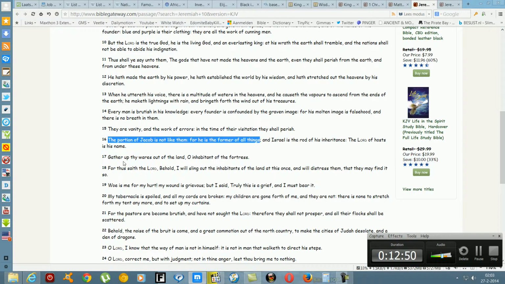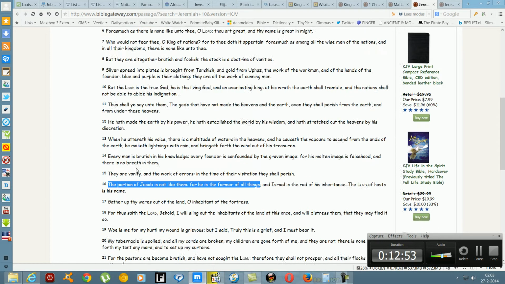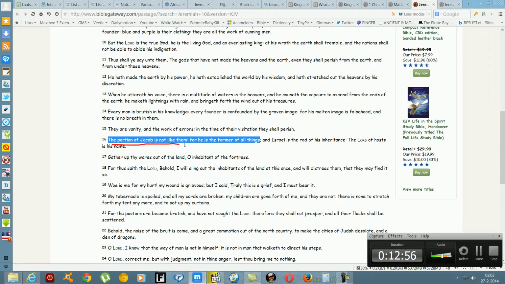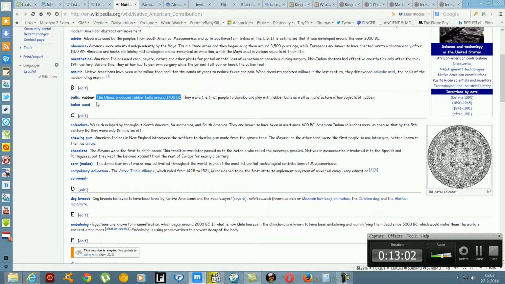We're going to read it again. Jeremiah chapter 10, verse 16. The portion of Jacob is not like them, for he is the former of all things. Which goes to show you that the so-called Native Americans are Israelites because they invent stuff. Tell me a shoe or a car that does not use rubber. These cave people didn't even know what rubber was. They were the first people to develop and play with rubber balls, as well as manufacture other objects of rubber. Not only rubber balls, my man, other objects also.